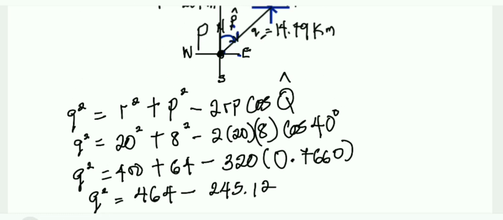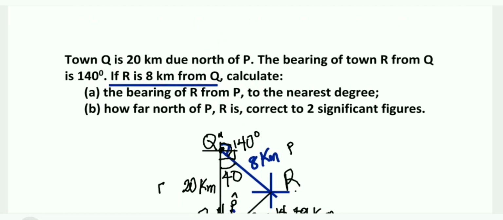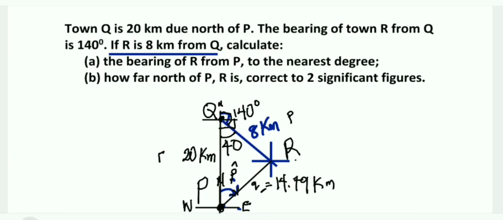Now let's pay attention to the B part of this. The B part of this is a little bit crazy, but pay attention to it. It says how far north of P R is, correct to two significant figures. If you don't get the diagram correctly, then you won't be able to answer this correctly.